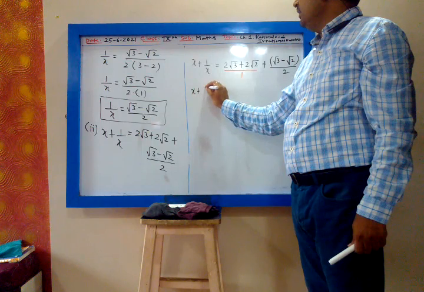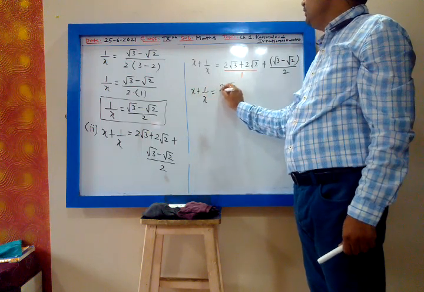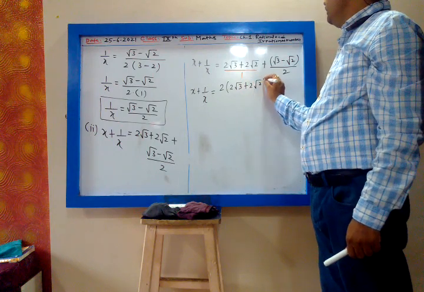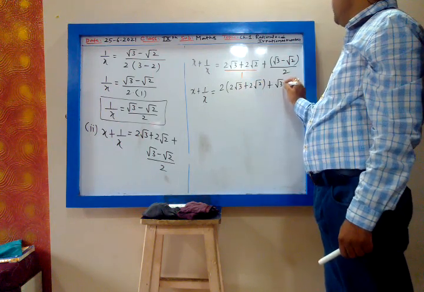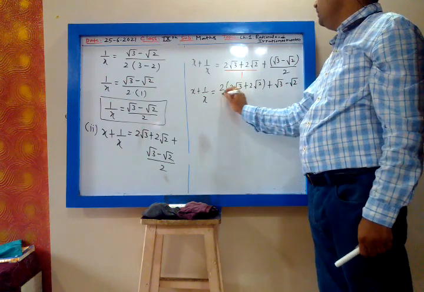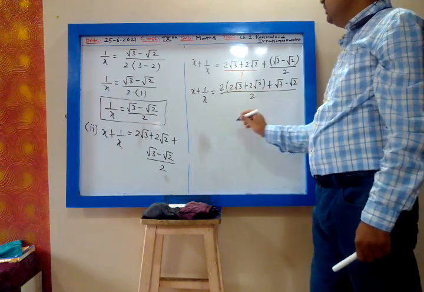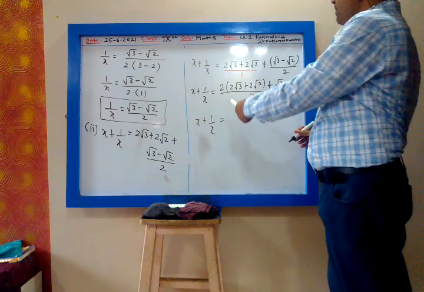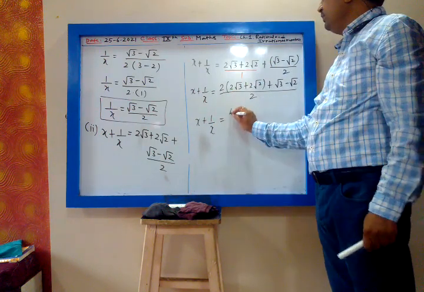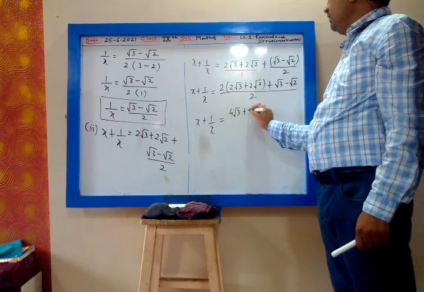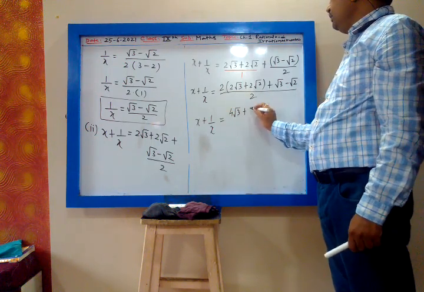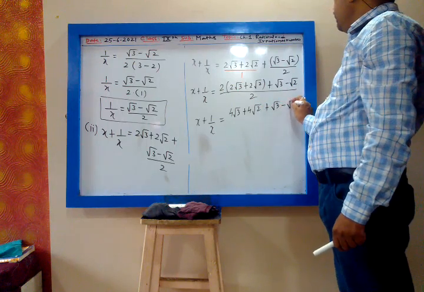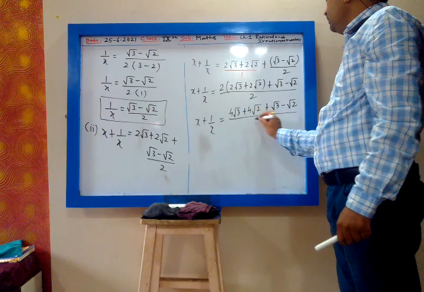So x plus 1 upon x is 2 into 2 root 3 plus 2 root 2, plus root 3 minus root 2, whole divided by 2. I am writing directly. Now you open the bracket. 2 into 2 root 3 will be 4 root 3, plus 2 into 2 root 2 will be 4 root 2, plus root 3 minus root 2, upon 2.